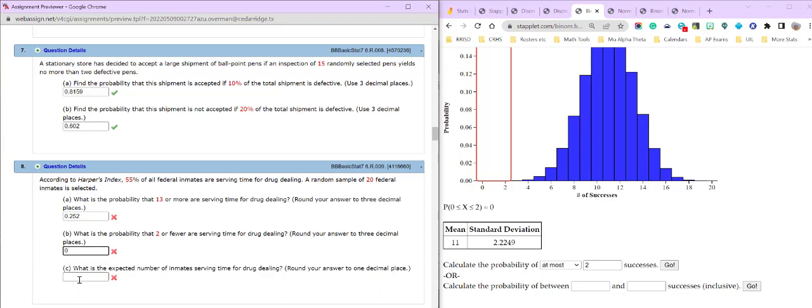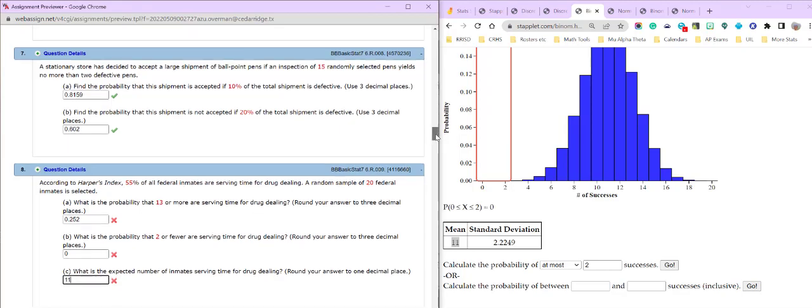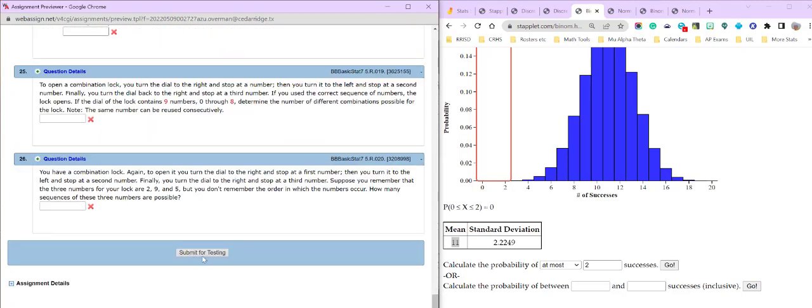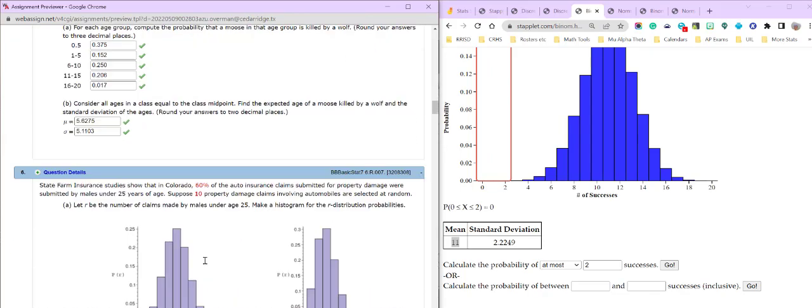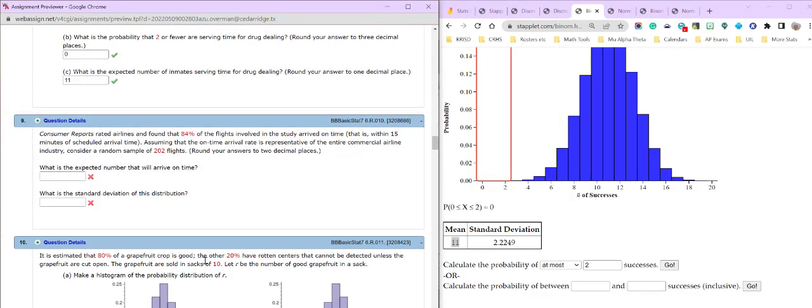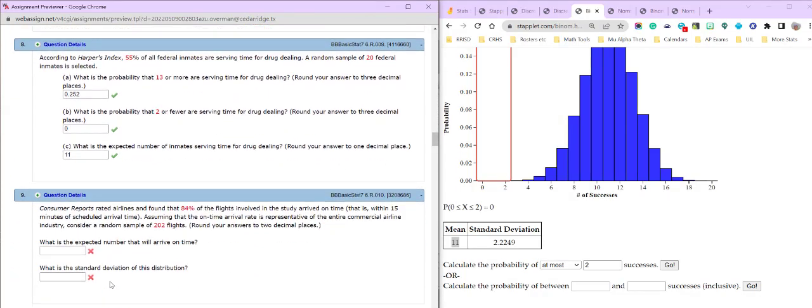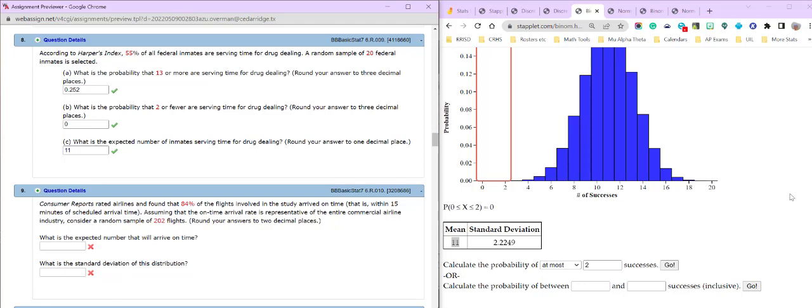Okay. What is the expected number of inmates serving time for drug dealing? It's right there, the mean, it's 11. All right, hopefully that 0 is not messing us up. Let's see. Should be just fine. Yep, there you go. Okay, on to problem 9.